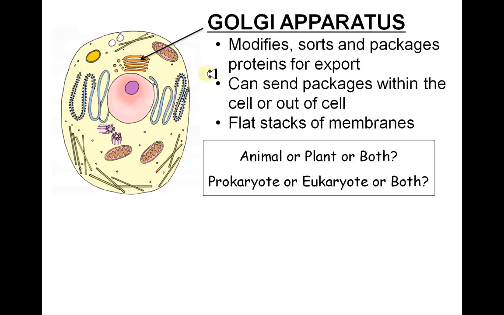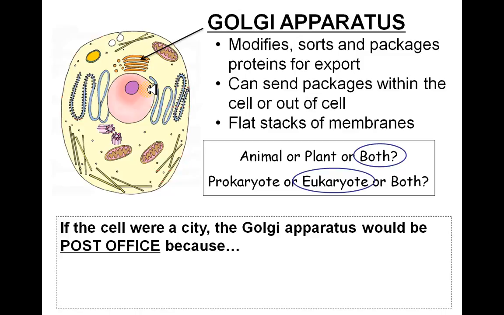And flat stacks of membranes, again increasing surface area. They're usually found associated with endoplasmic reticula, but they're like packing materials, and they are found in both plant and animal, and they are only found in eukaryotes because again it's an organelle, and organelles are not in prokaryotic cells. And if this was a cell city, this would be like the post office or UPS or FedEx store, where we actually package things to be sent out.